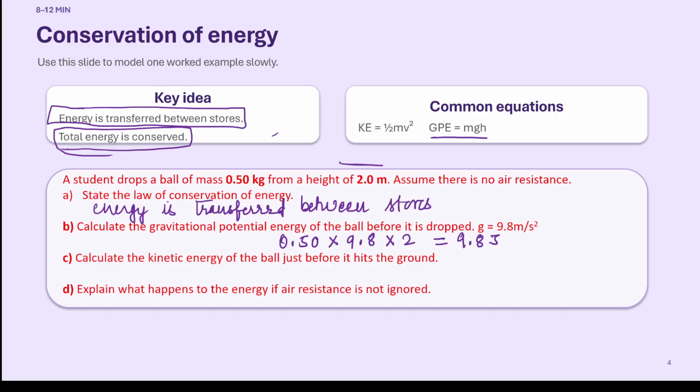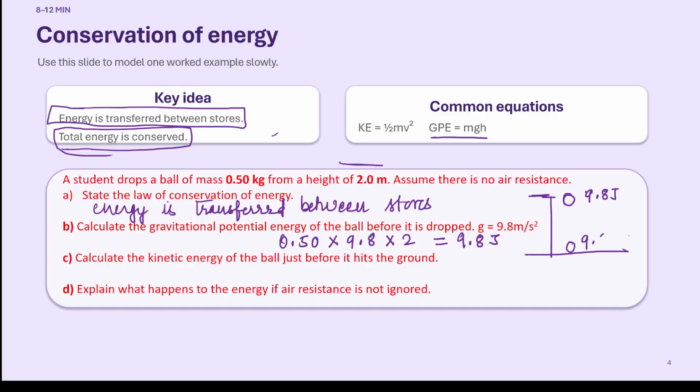Kinetic energy just before it hits the ground. So when you drop it from a height and it hits the ground, the ball is here, and the energy it has here is 9.8 joules. Now this energy is in the form of gravitational potential energy. When the ball reaches the ground, just before it touches the ground, the same energy is not lost. It is now converted into kinetic energy. So it will have the same kinetic energy just before it hits the ground, so 9.8 joules.